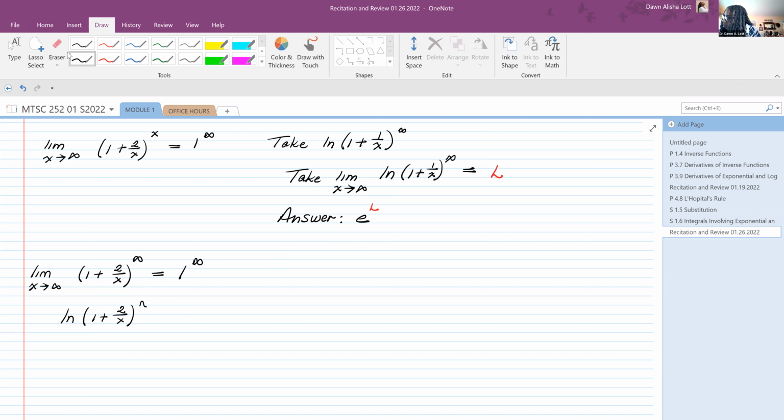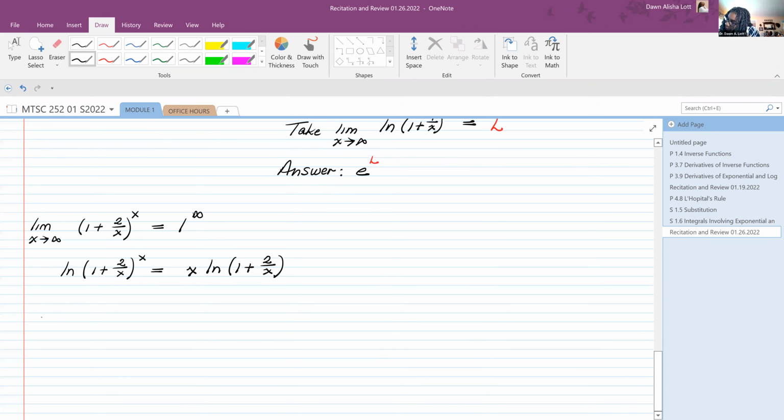Oh, that should be to the x power. I can bring the x down and get the natural log of 1 plus 2 over x. Now, so I simplified it. So now I take the limit as x goes to infinity of x times the natural log of 1 plus 2 over x. And when I do that, I get infinity times 0.